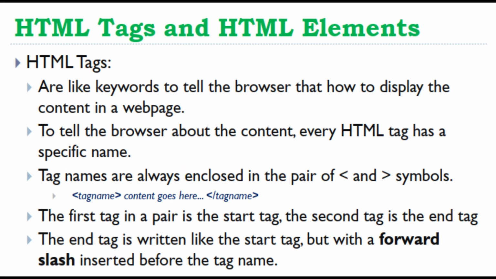HTML tags and HTML elements. HTML tags are like keywords to tell the browser how to display the content in a web page. To tell the browser about the content, every HTML tag has a specific name. Tag names are always enclosed in the pair of less-than and greater-than symbols. Tag name, content goes here, closing tag name. The first tag in a pair is the start tag. The second tag is the end tag. The end tag is written like the start tag, but with a slash inserted before the tag name.